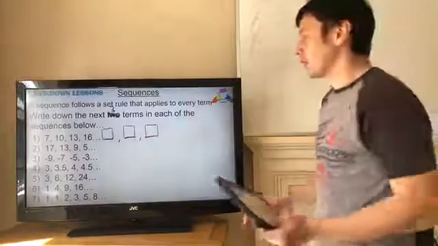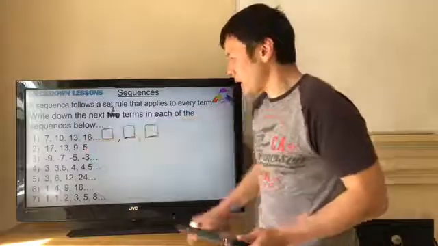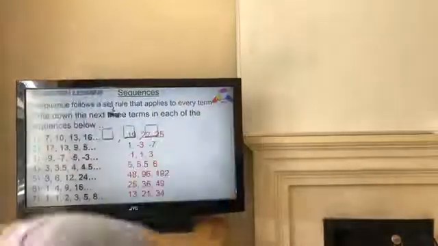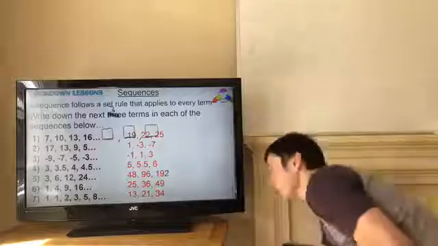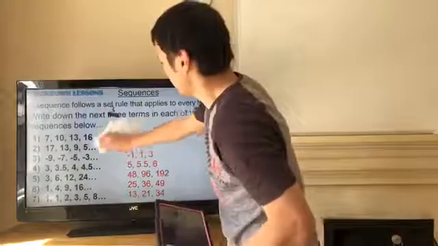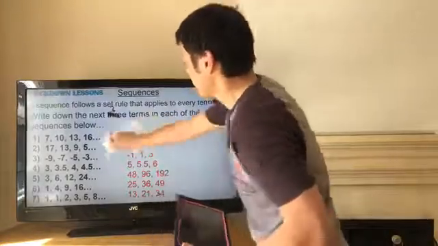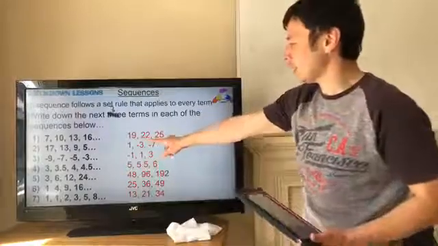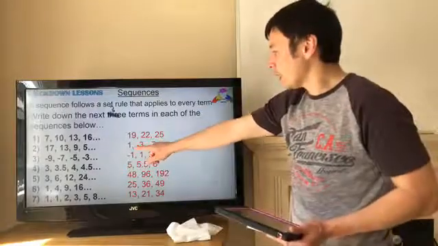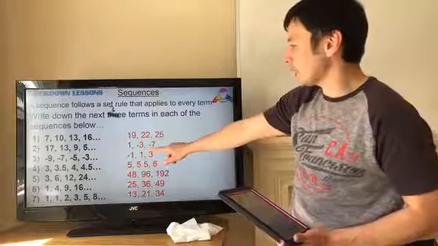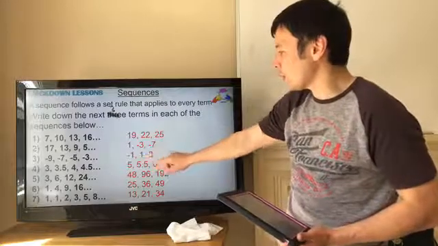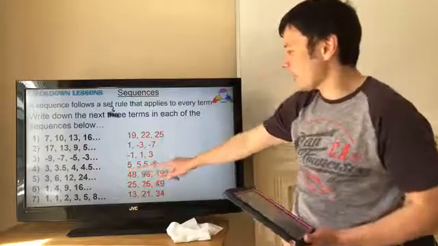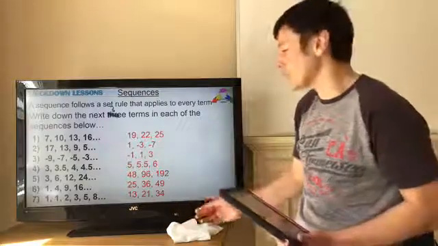Okay, let's have a look at these. So, first one, in fact I've got the answers here. I'll go through the Fibonacci sequence in a bit as well. So we had 19, 22, 25, then 1, -3, -7, then -1, 1 and 3, then 5, 5.5, 6. You can use 5.5 if you want instead.